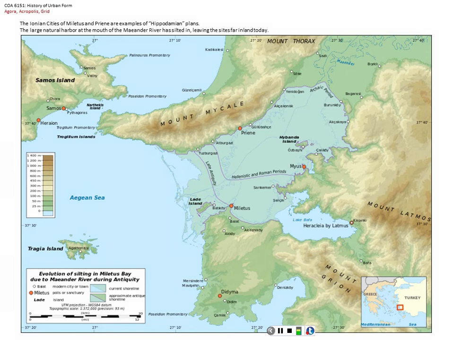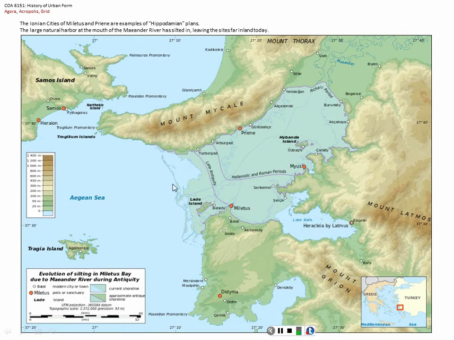The Meander carried a lot of silt with it, and it silted in this harbor, and eventually there we see the Hellenistic and Roman periods. So Priene is already now without harbor, and later Miletus is silted in as well, so that the modern shore is actually out here in the Aegean.